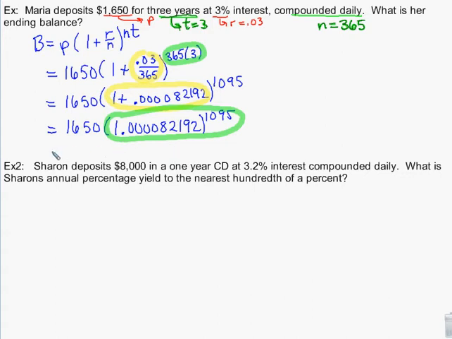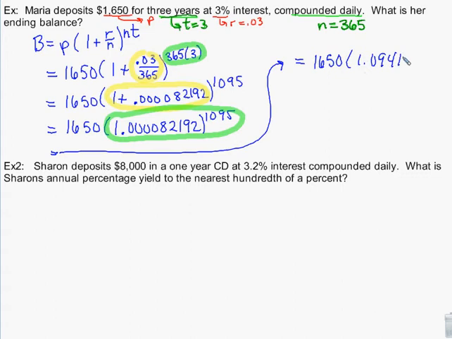So we have to take the 1.000082192 to the power of 1095, and that gives me 1650 times 1.0941705. And then I multiply that times 1650, and I have 1805.38.